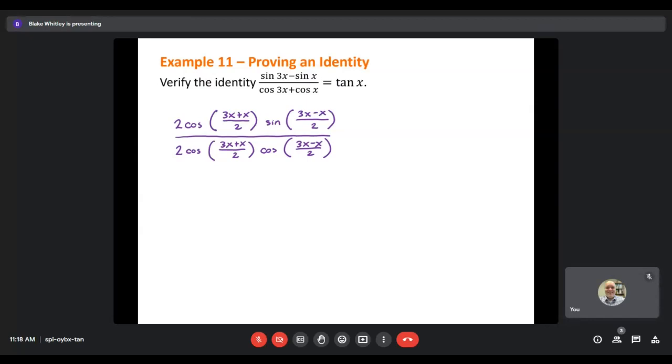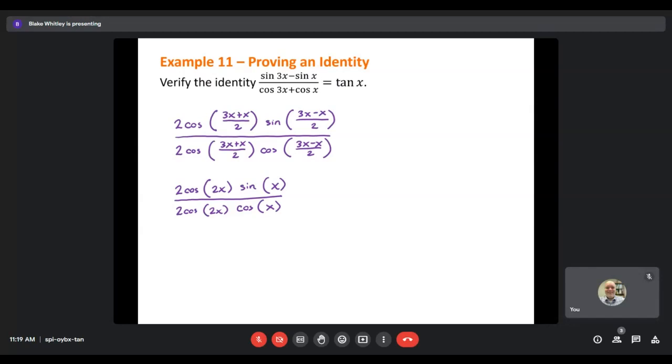And so now if we simplify this, that's going to give us 2 cosine. 3x plus x is 4x, divided by 2 is 2x. Then we have sine of 3x minus x, which is 2x, divided by 2 is just x. On the bottom now we have 2 cosine of 3x plus x is 4x, divided by 2 is 2x. And then we have our cosine of 3x minus x is 2x. 2x divided by 2 is x.